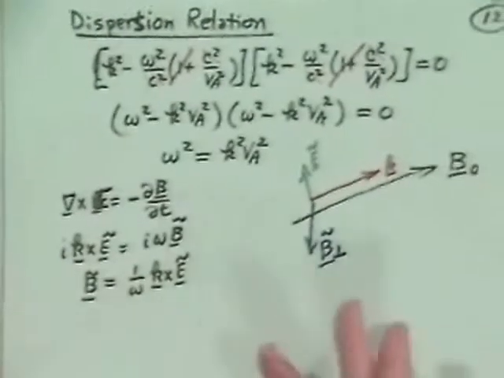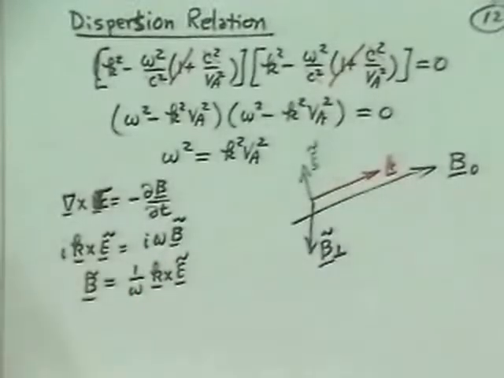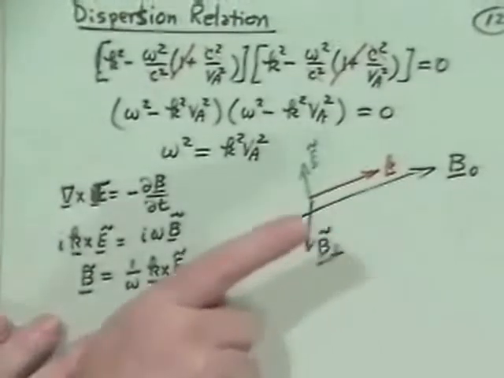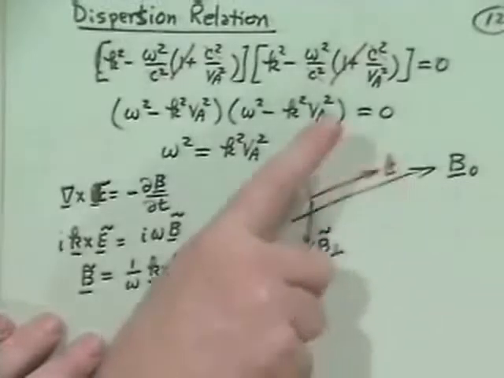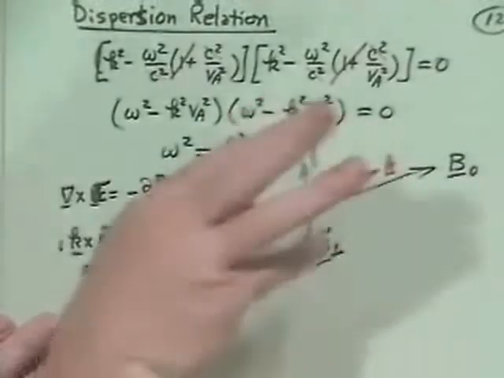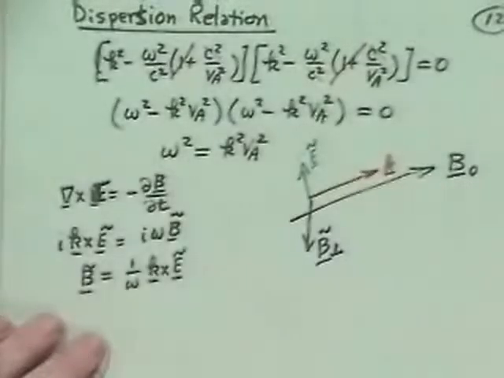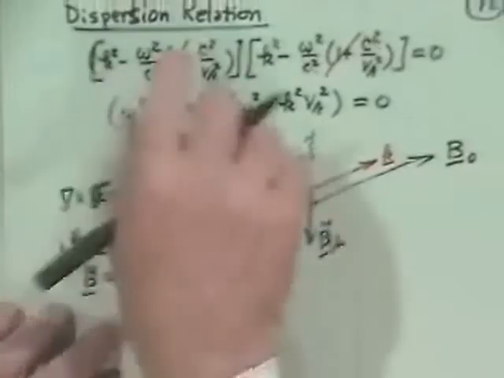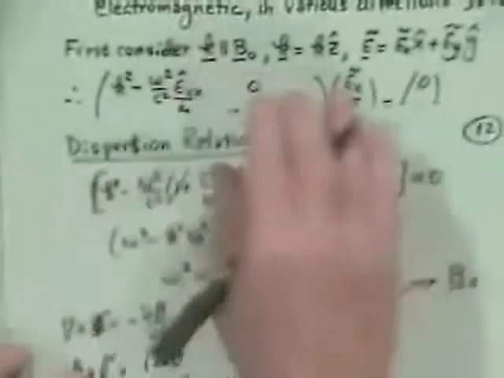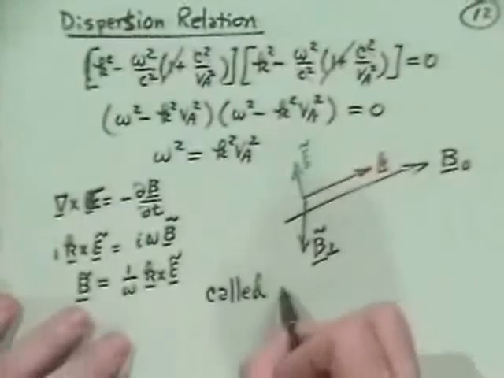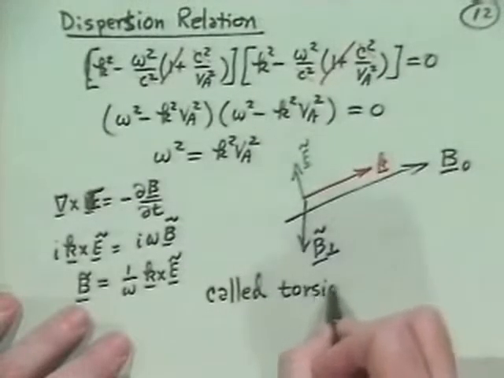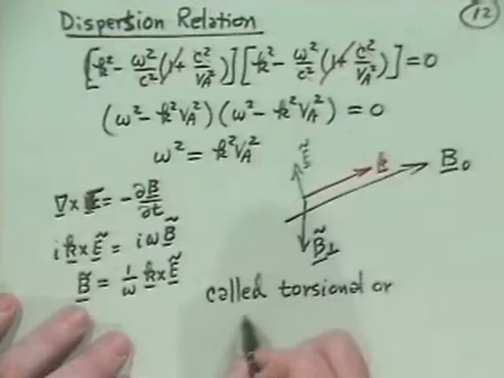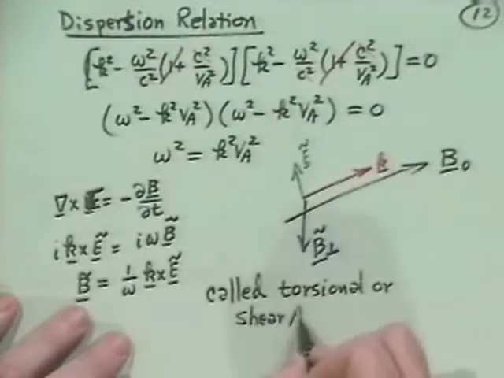So these particular waves that have k along the B field are called torsional or shear Alfvén waves. And they're called torsional because the B field that goes with it wiggles the direction of the field line, or twists the field lines. So these ones, for which our direction of k is in the B direction, are called torsional or shear Alfvén waves.